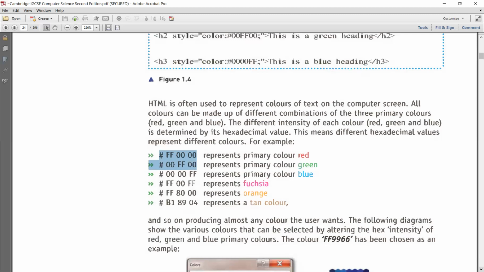0, 0 will be added to get a 0. 0, 0, 0 will be added to get a 0. 0, F will be added to get an F. Then again F, then again F, and then again F. So my final answer will be, do not forget to mention hash, #FFFF00. That will be combining the red color and the green color, and this is how you can get a question in your paper as well.